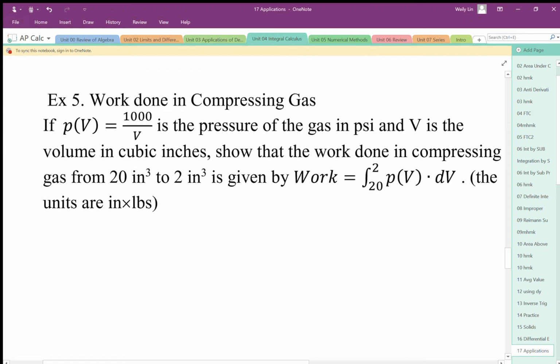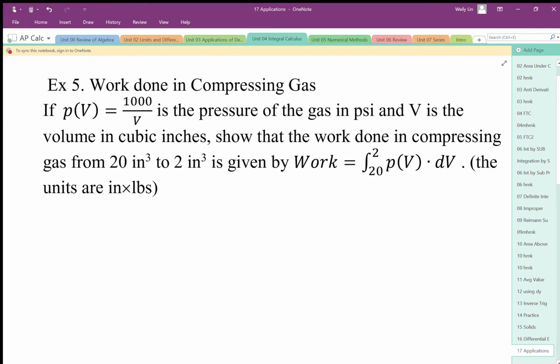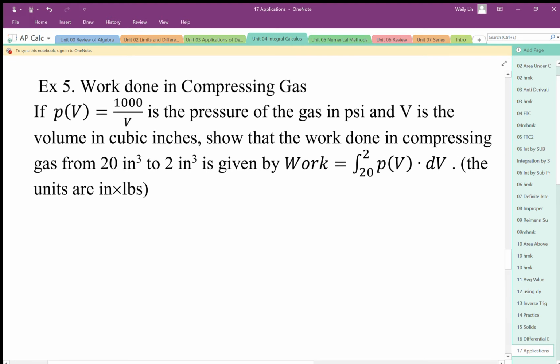Okay, so the next problem is, again, a science problem where the work done to compress gas is given by the area underneath the pressure as a function of volume graph times the change in the volume. So there's our pressure as a function of volume. Okay, it's an inverse proportion. If I want to find out the work done, I want to calculate this integral. So the work, I think that's what we're calculating here.